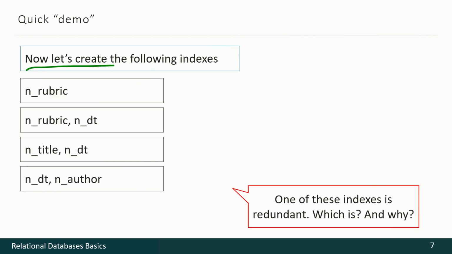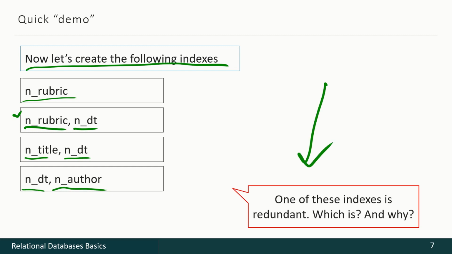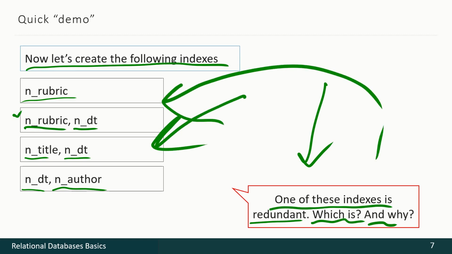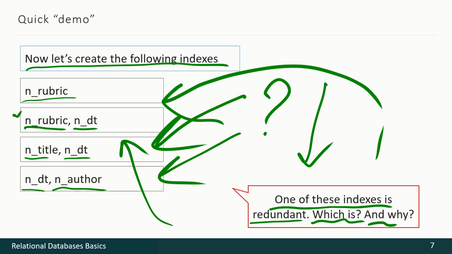And now let's create several indexes. A simple index on the nRubric field and compound indexes on nRubric and datetime, title and datetime, and author. And here is a question for you. One of these indexes is redundant. Which is it and why? Look carefully at these indexes, pause the video and try to figure it out yourself. Which index is redundant here?